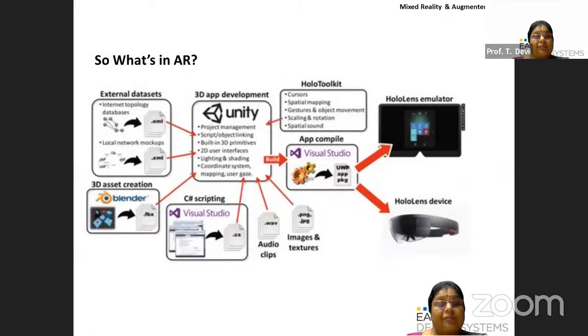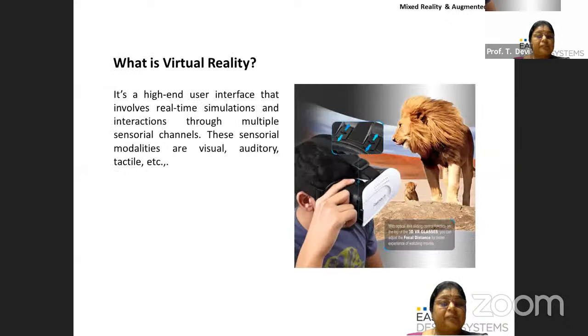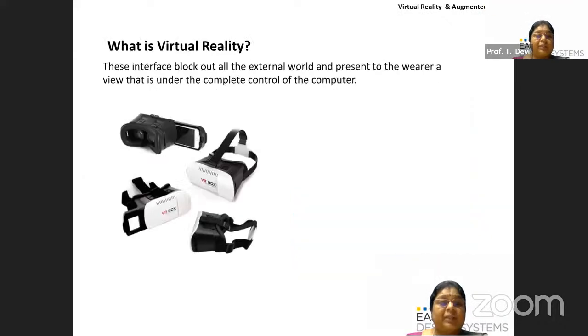So Unity is the software, okay? And Visual Studio is used. Mostly C# programming is done. C# is the programming language that is used to develop the augmented reality software. See, if you wear this HoloLens and see the animal picture, you will feel as if the animal is just standing next to you. Multiple sensorial channels, visual, auditory, tactile, will be made available through virtual reality.